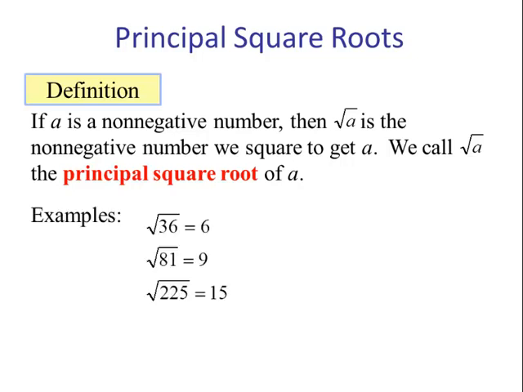Here's some examples. Square root of 36 is 6. Square root of 81 is 9. And square root of 225 is 15. So what this is telling us is if I take this number and square it, I get 36. What number squared will give me 81? The answer is 9. 15 squared is 225.